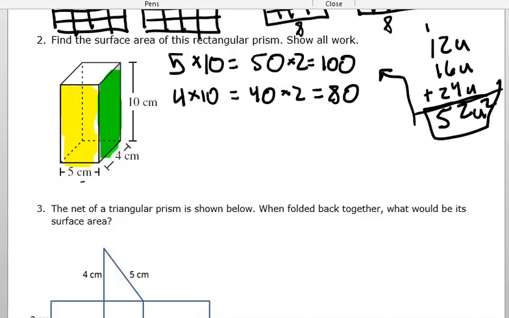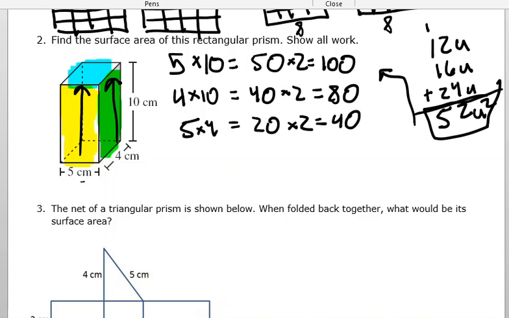Okay, and then my top and bottom here, and that is 5, right, because this is congruent, by 4. So I'm going to go 5 times 4 is equal to 20. And since I have 2 of those, I'm going to multiply that by 2, which gives me 40.